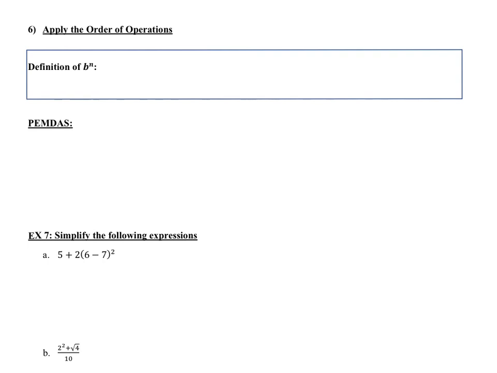Okay, so objective 6, applying the order of operations. By definition, for b to the n power, if b is a real number, so b is an element of the real numbers, and n is an element of the natural numbers, so that means not 0, then b to the n is just going to be b times b times b, however many times is told to you by this number. So n times.